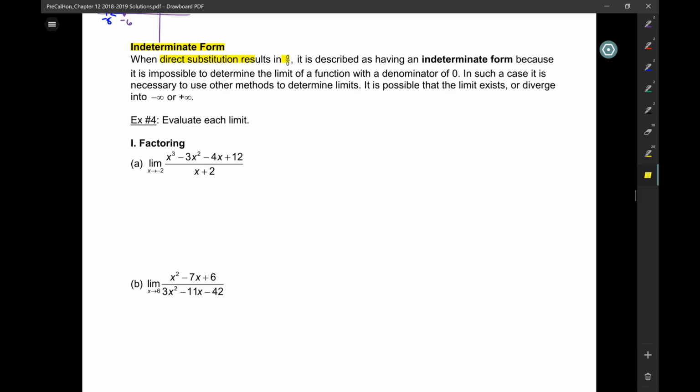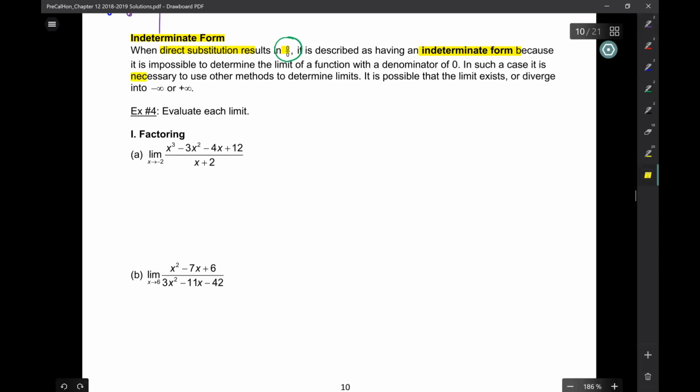When you get 0 over 0, this is called indeterminate form because it's impossible to determine the limit of the function at that point as things are now. When you get 0 over 0, you have to do some other things to it. And it's a surprise. Sometimes you will end up with infinity or a plain old DNE, or sometimes you will get a very well-defined number, 4. So that's why it's called indeterminate, because it's impossible to determine. So you get that when it's 0 over 0.